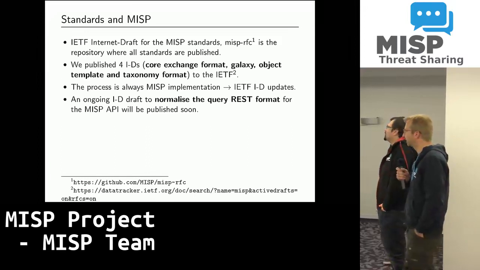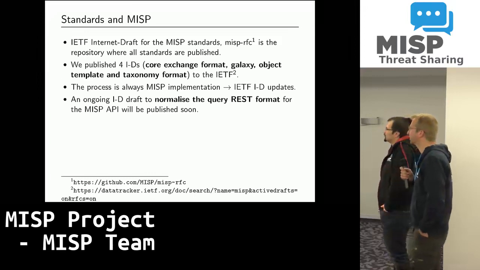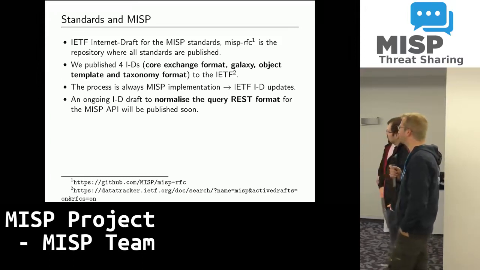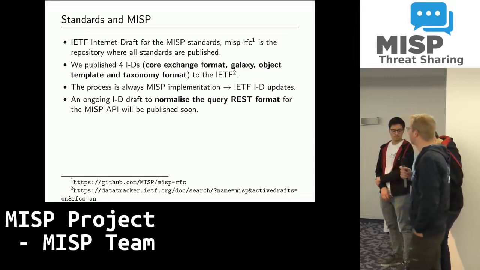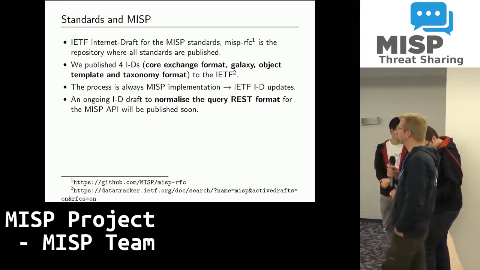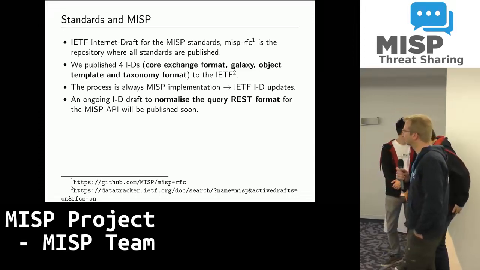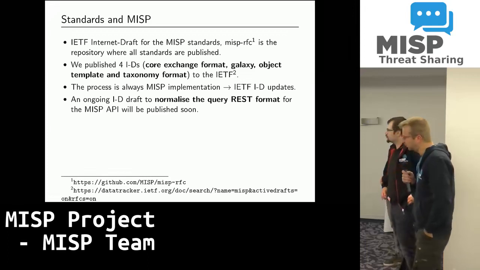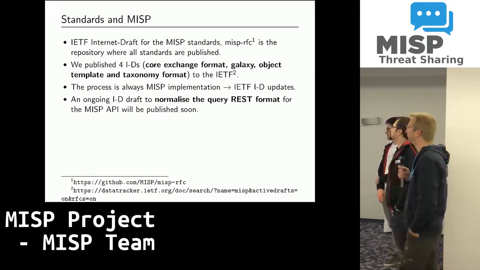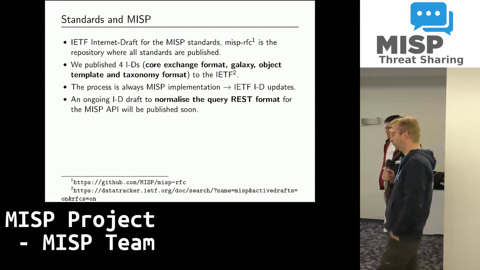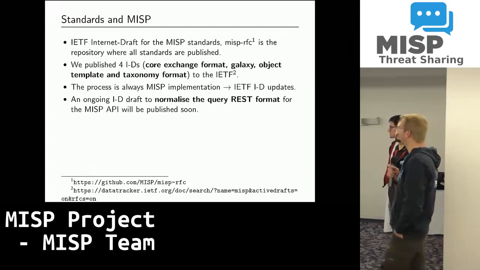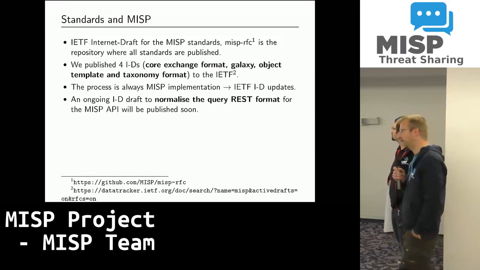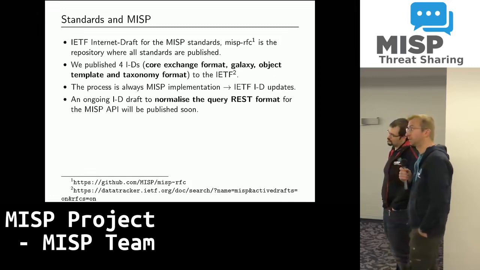We have already published four internet drafts. One is the core format, which is the most well-known one, used for the MISP format itself. Then we have one describing the galaxy format, one for the object templates, and one for the taxonomy format. There is an ongoing internet draft to normalize the query REST format, which means we would like to even normalize the query format, so that other implementations could have a compatible REST API, which is not MISP, but could be something else.